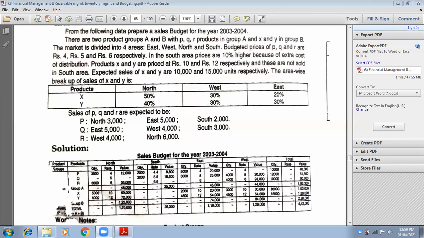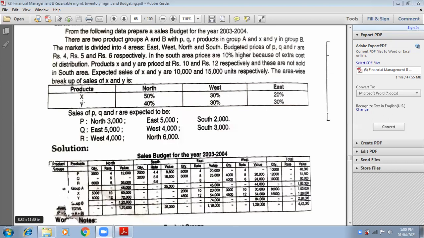First tell me the total quantity. 10,000. Okay. So this is 5,000 in north, 2,000 in east, and 3,000 in west. So it becomes 10,000. Very good. And in the south column, you just show nil, nil, nil. And what is the total value of product X? 1 lakh. 50,000 here in north, 20,000 in east, and 30,000 in west. Very simple. So it is 1 lakh.